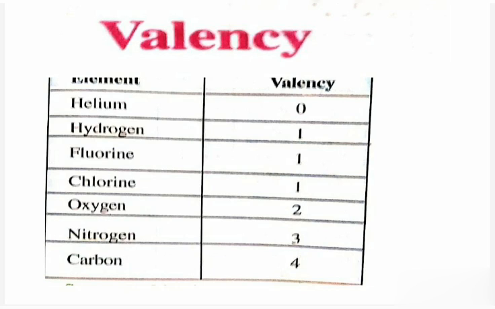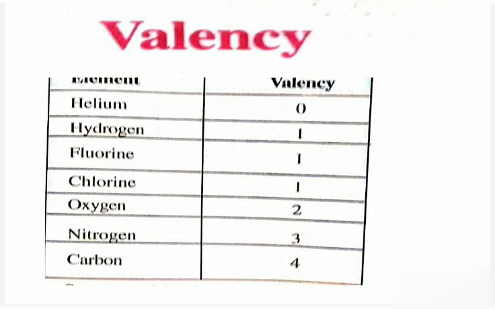Helium has atomic number 2, and these 2 electrons will occupy the n equals 1 shell. In the n equals 1 shell, we can fill only 2 electrons, no? In helium, the 2 electrons are completely filled. So there is no need to take from another one, no need to give to another one. That's why its valency is 0.